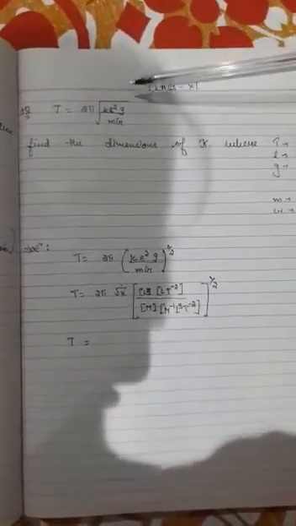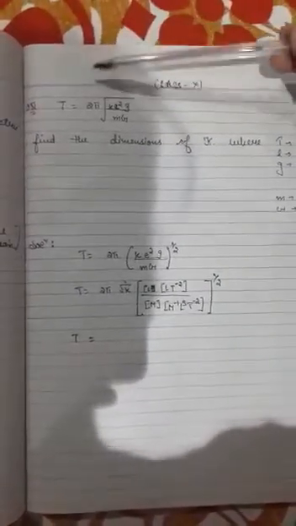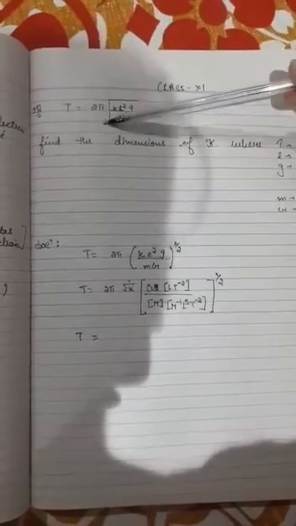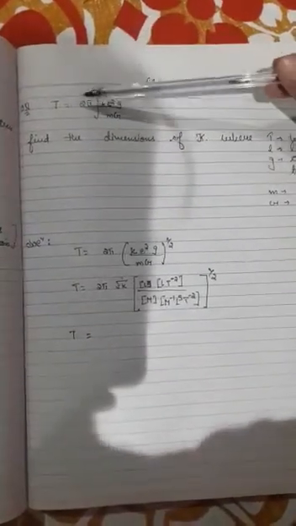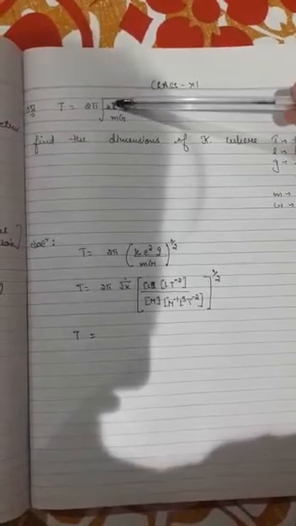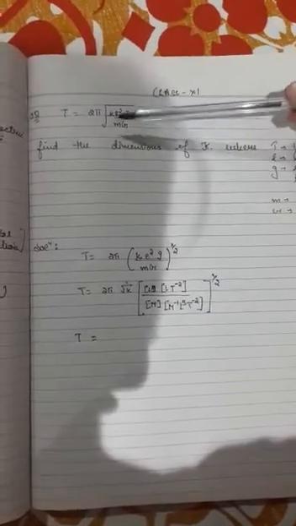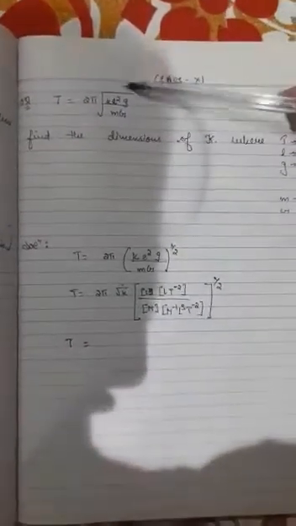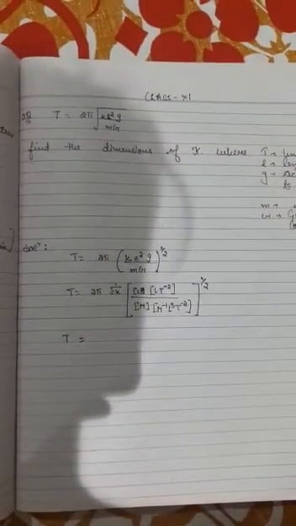They are saying to find out the dimension of k, which is any constant, where they have given T, a time period, equal to 2 pi under root k l square g divided by m into G, where T is the time period, k is any constant, l is length, g is acceleration due to gravity, m is mass, and this capital G is the universal gravitational constant. Now we need to find the dimensions of this k, which is a constant or unknown quantity.